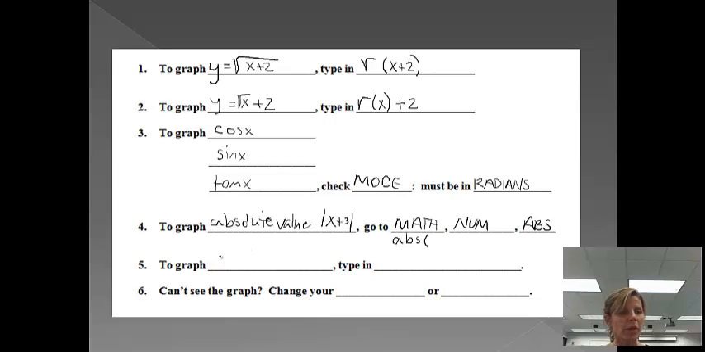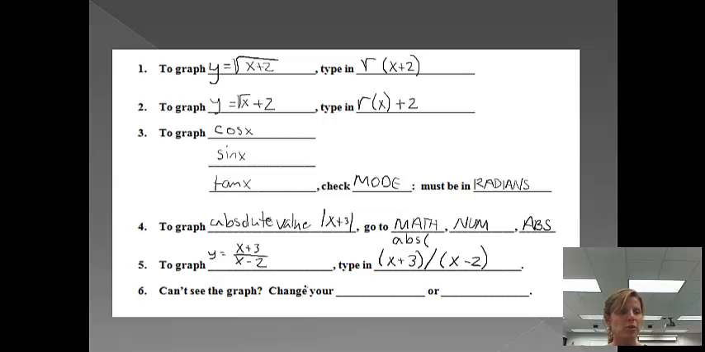Okay, the next one, if we want to graph something that is a fraction, so let's say I have y equals x plus 3 over x minus 2. To graph that and type it in, we want to make sure that the calculator knows which things are in the numerator and which things are in the denominator. So the way that you would type it in, you'd put the numerator in parentheses and then hit your divide sign, and then make sure that you put the denominator in parentheses. Otherwise, you're definitely going to get something that you are not supposed to get.